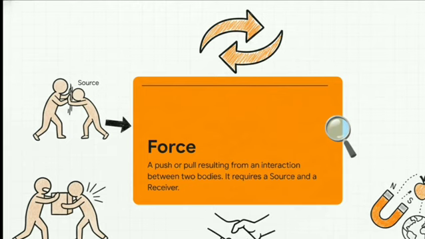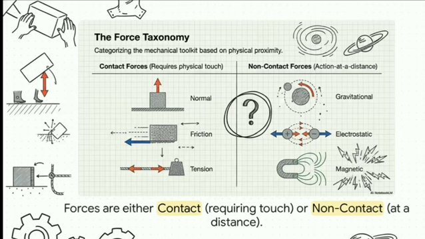Think of it like a conversation between two objects. You need a source doing the pushing or pulling, and a receiver that gets pushed or pulled. If you don't have both, you don't have a force. Simple as that. Now these interactions, these forces, they come in two main flavors. First, you've got your contact forces. These are the obvious ones that require things to actually touch, like friction, or the tension in a rope, or just the floor holding you up right now. But then you get the really weird ones, the non-contact forces, things like gravity or magnetism that can reach out across totally empty space and still have an effect.